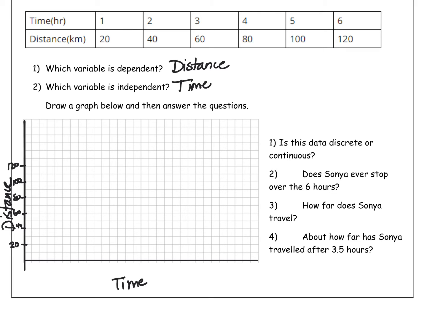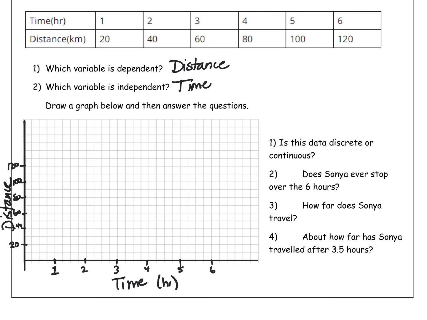Okay, and then for our time in hours, we need to go only to 6, so we're going to want more than 1 square per hour. So let's go 4 squares an hour. That would be every 15 minutes as a square. So 1 hour, 2 hours, 3 hours, 4 hours, 5 hours, 6 hours. Okay, and then we're going to plot the points.